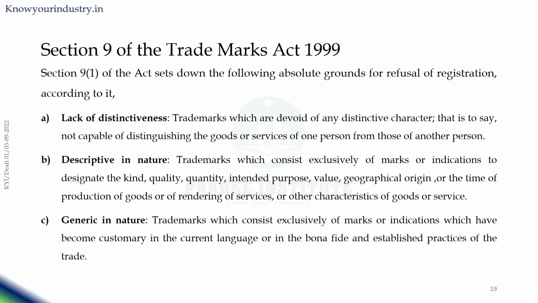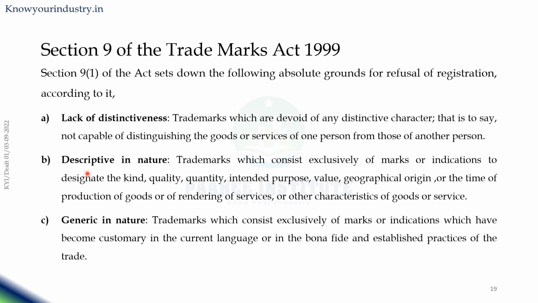Till now, we have discussed relative grounds under Section 11 for refusal of registration. Now we are going to discuss absolute grounds for refusal of registration under Section 9. The first point is lack of distinctiveness. Trademarks which are devoid of any distinctive character, that is to say, they are not capable of differentiating the goods or services of one person from those of another person, will not get registration.